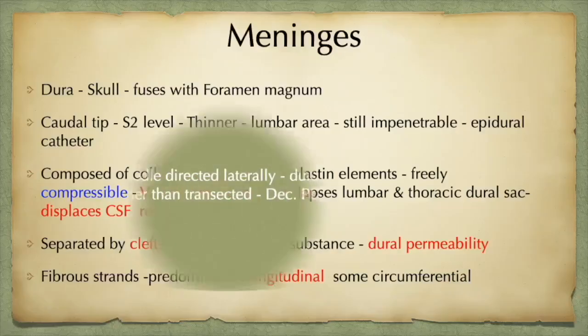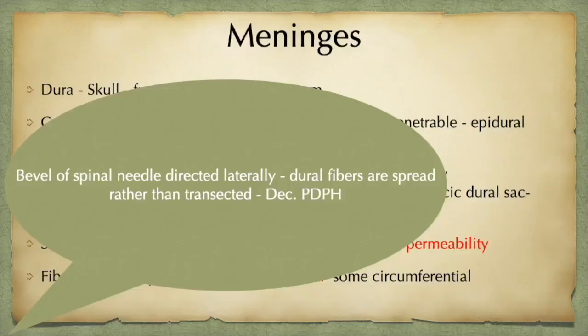The importance is that when you introduce a spinal needle into the subarachnoid space, the bevel of the needle should be directed laterally if the patient is in the sitting position, and the bevel should be facing the roof of the operation theatre when the patient is in the lateral position. This allows the dural fibers to be separated rather than transected. When it is done in such a manner, there is a decrease in the incidence of post-dural puncture headache.